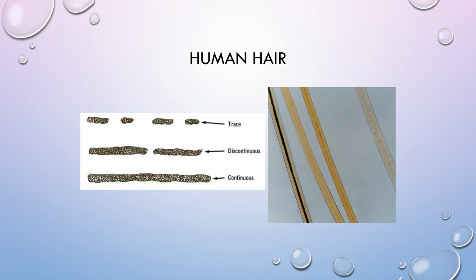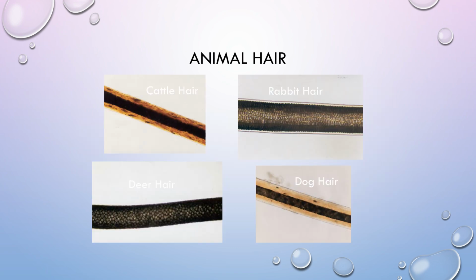Human hair may have a medulla that is trace, discontinuous, or continuous. The appearance of the hair's outer layer, or cuticle, can also vary. Animal hair exhibits diverse characteristics, as shown here with examples like cattle, rabbit, dog, and deer hair. These different species have distinct medullary patterns and scale structures.